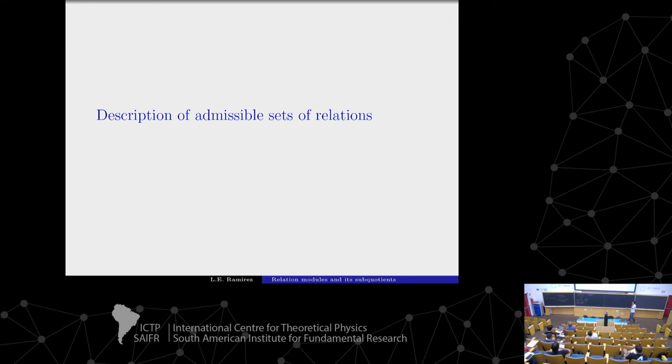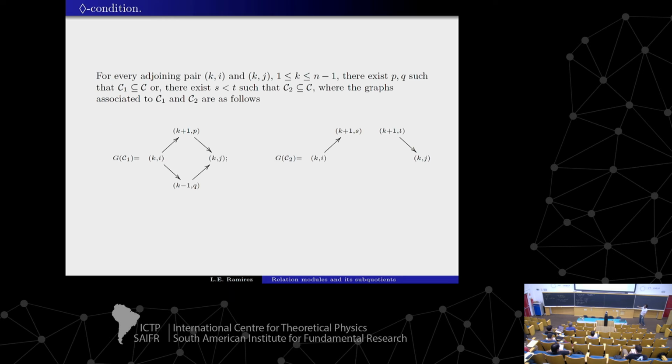But our goal there was to describe all possible admissible sets of relations. In this case, what we did was try to understand all possible associated graphs and check what kind of conditions do not produce admissible sets of relations. So we start erasing. After cleaning, what we get is some condition like this. Okay, so this is a nice and important condition.